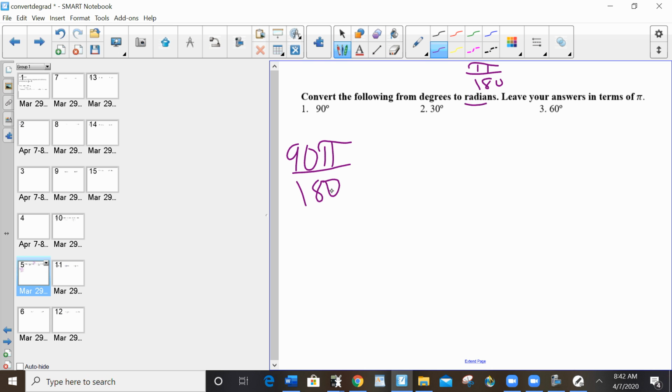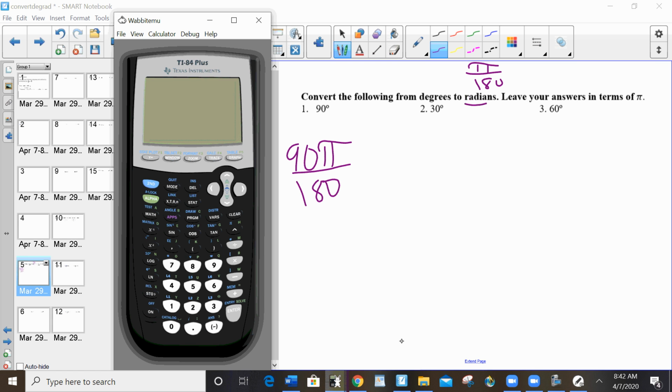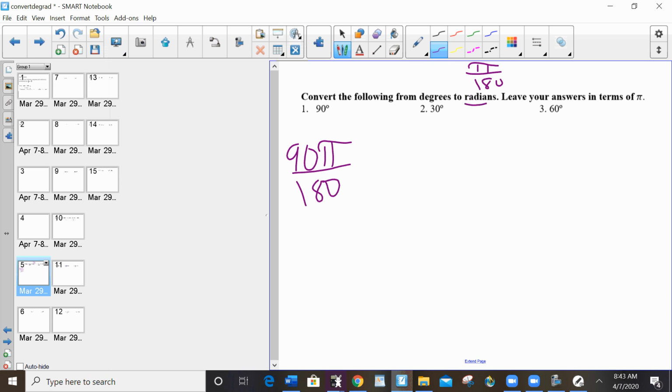Now from here, the only thing you need to do is reduce the fraction. You can use the calculator if you can't reduce fractions. 90 over 180. To reduce fractions in the calculator, alpha y equals enter. 90 over 180 is 1 over 2. So that becomes 1 pi over 2, which is just pi over 2. Again, I'm just multiplying by pi over 180 and then reducing the fraction.